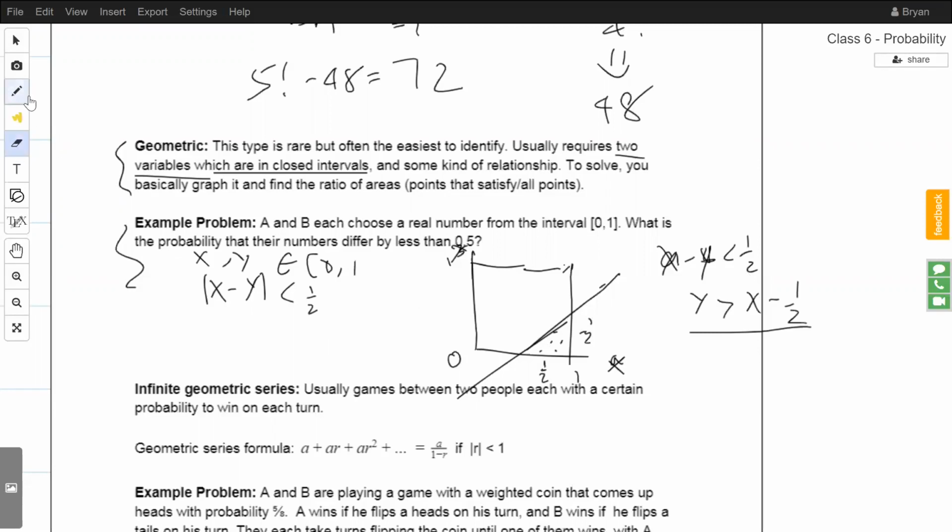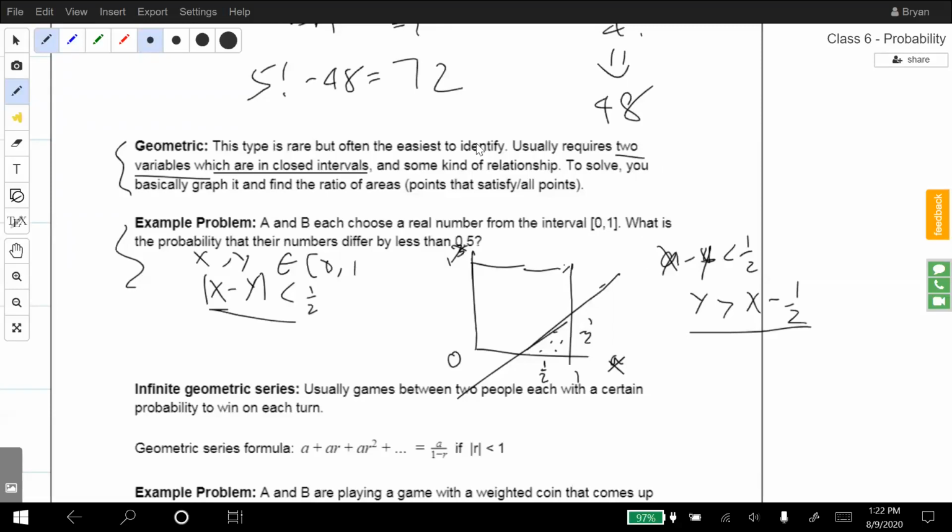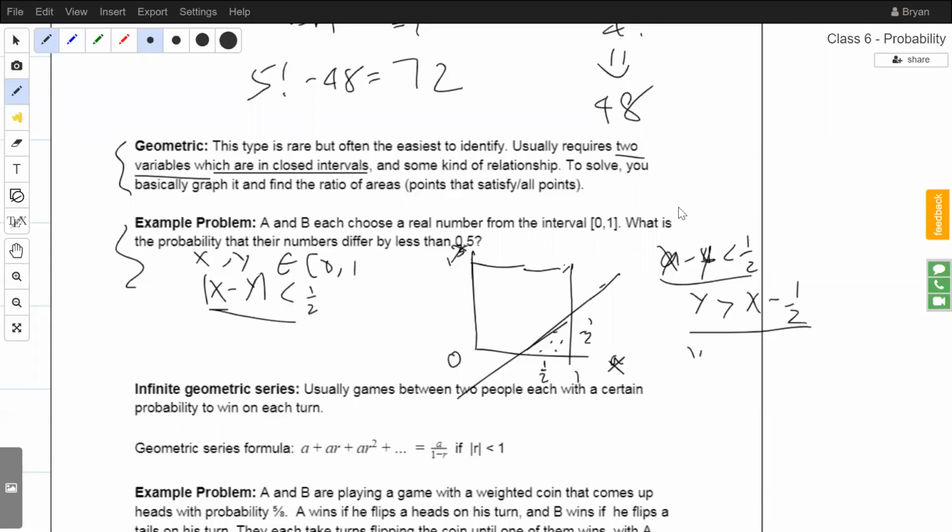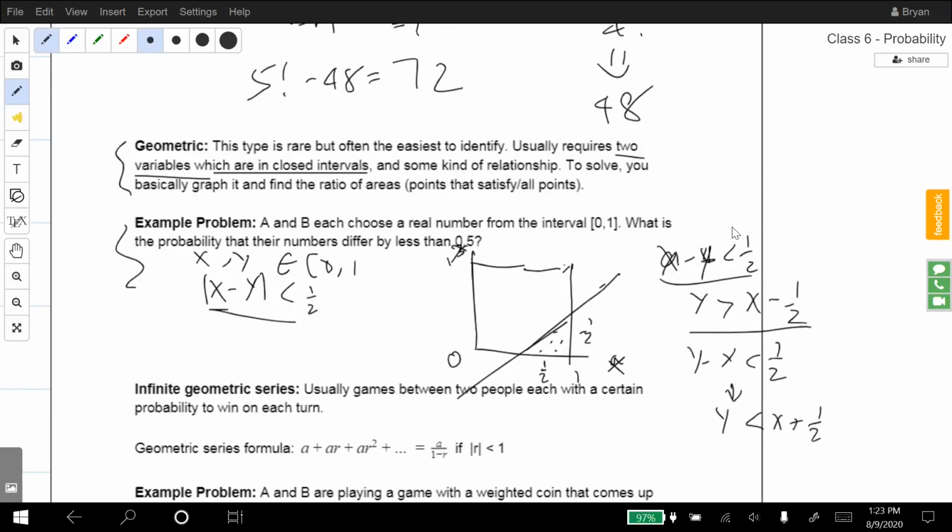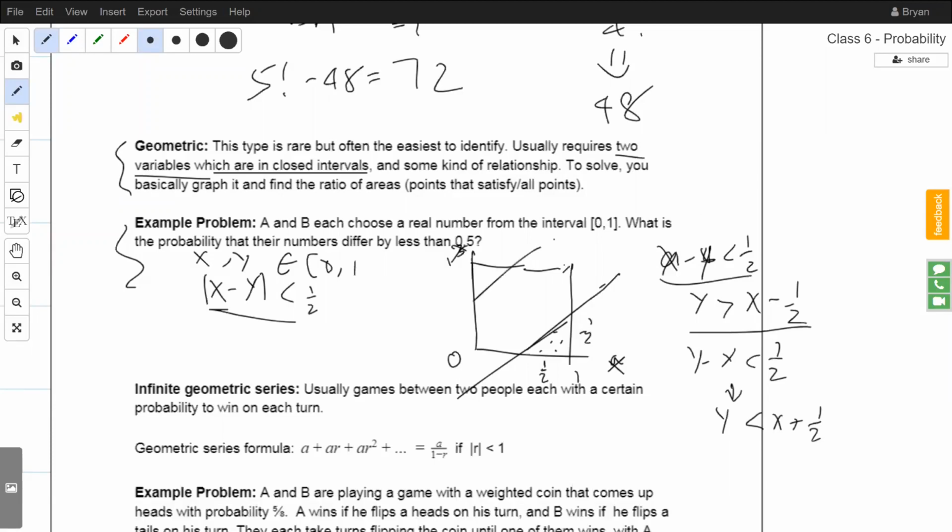Secondly, from this absolute value we have another equation. First we have x minus y is less than 1/2. We also have y minus x is less than 1/2, which is also an equation you need to consider. So we also have to graph y is less than x plus 1/2. When we graph that, it's going to look like this, and this point is 1/2, and this point is also 1/2.